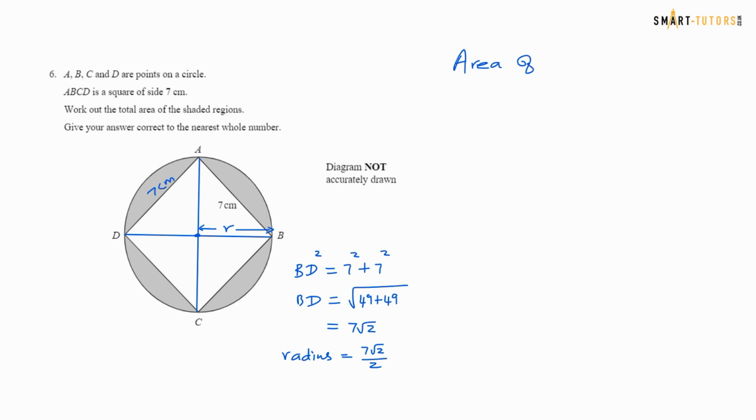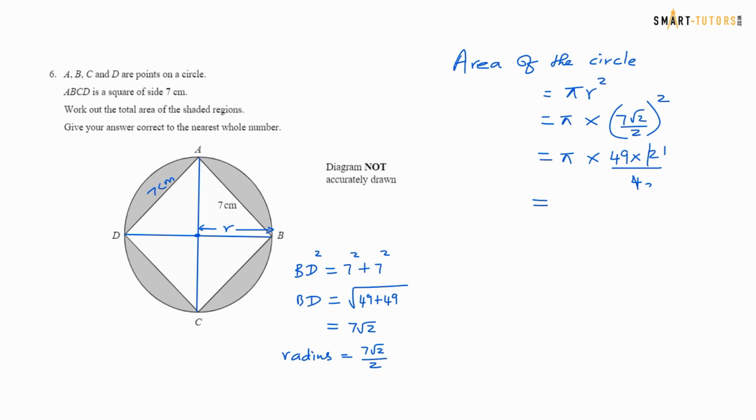I can find the area of the circle. We will have a separate tutorial on the area of 2D shapes, but this question comes under Pythagoras theorem. I hope you know the formula for the area of a circle is pi r squared. So pi times r squared, which is 7 root 2 over 2 whole thing squared, which is pi times 49 times root 2 squared, which is 2, over 2 squared, which is 4. So 2 cancels with 4. So it's going to be 49 pi over 2, the total area of the circle.